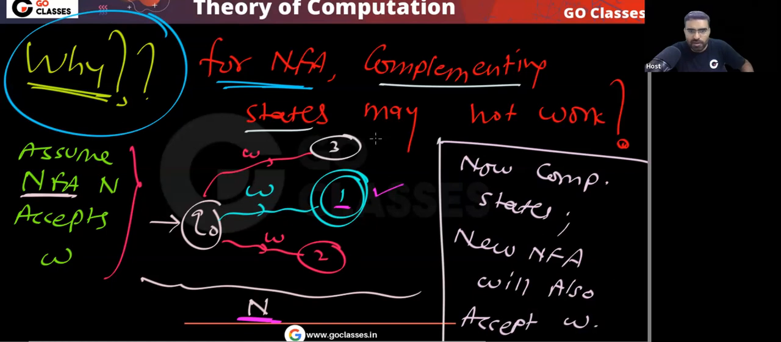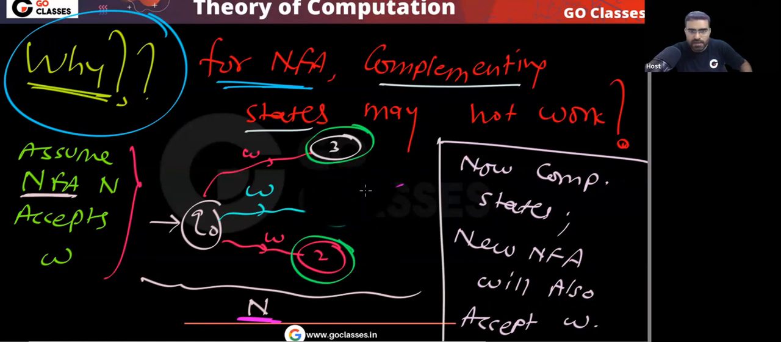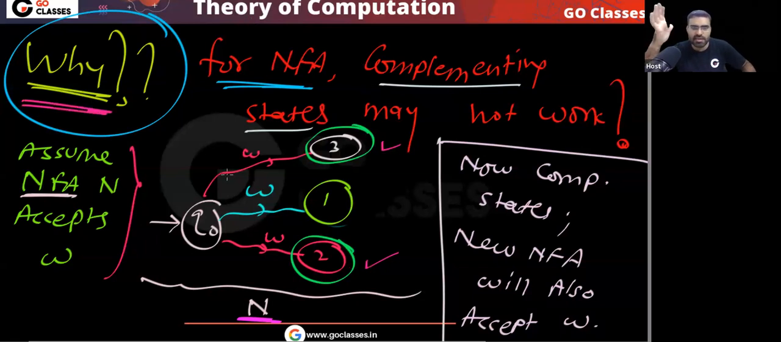See, the new NFA will be like this. Yes or no? Is this point clear? Your new NFA will be like this. Now your new NFA is also accepting because of 2, 3. So now this idea, is this clear?